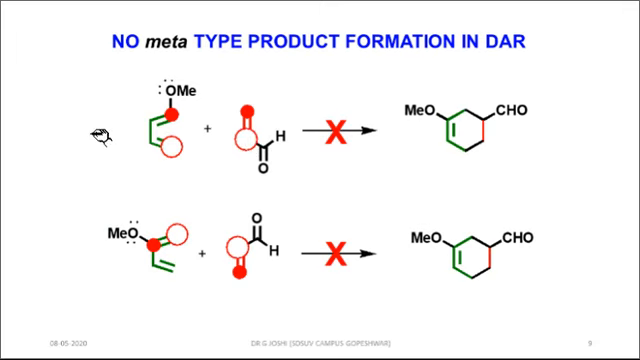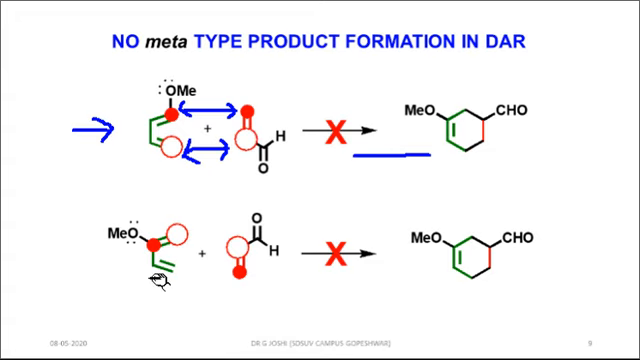Similarly, what will happen if, in the previous slide, in the first example, you flip the orientation of the dienophile? In that case, the more electronegative ends of the diene and dienophile will come closer, and the more electropositive ends of the diene and dienophile will come closer, which will result in some kind of repulsive interaction. So the meta formation will not take place, meta type product formation.